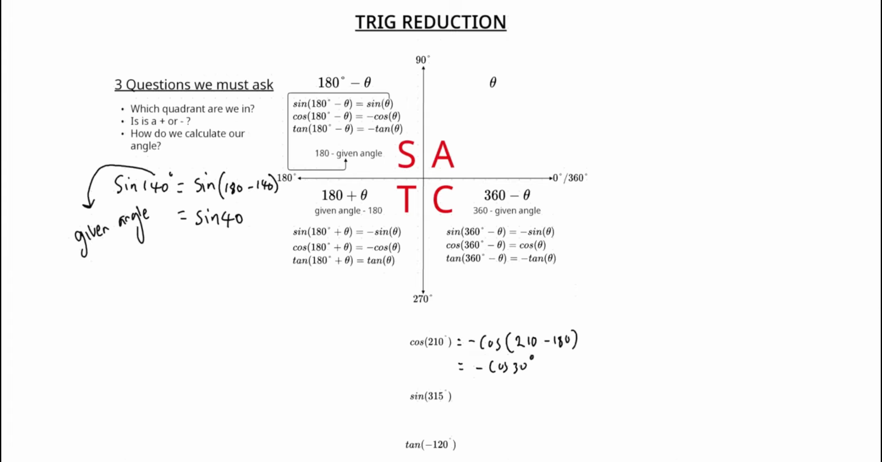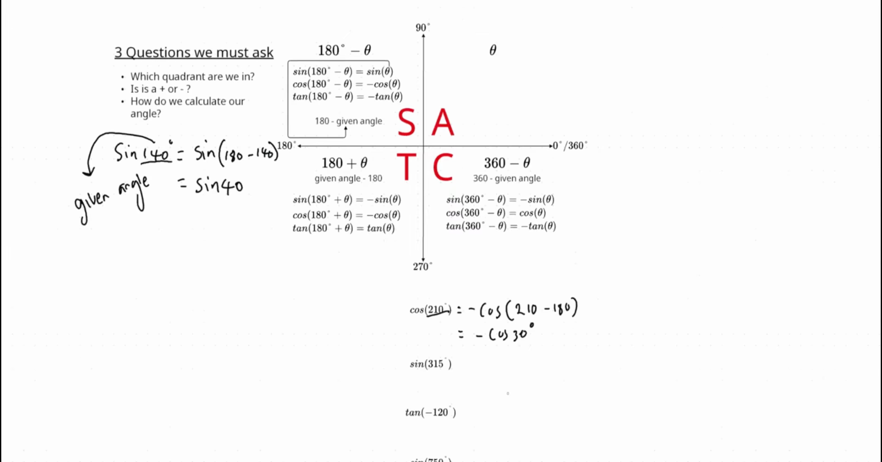Please note the difference between this example and sine 140. Here we took 180 minus the given angle, which is part of the question, 140, and we were left with sine 40: 180 minus 140. Here in the third quadrant, which is the only quadrant where we do things differently, we take the given angle, which was part of the question, and then minus 180, and we have negative cos 30. Let's go to the next question, sine 315.